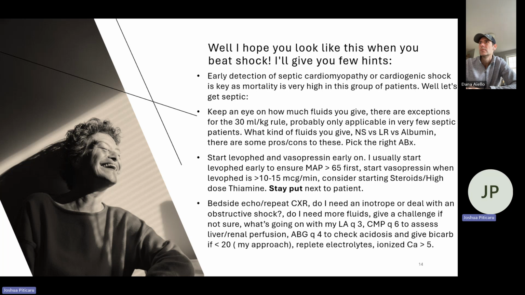So pick the right antibiotics, go broad spectrum initially and escalate as it goes. Start Levophed and vasopressin early on. I usually start Levophed early to ensure the MAP is above 65 first. Start vasopressin when Levophed is around 10 to 15 mics per minute. That's my approach. Consider starting steroids and high-dose thiamine.